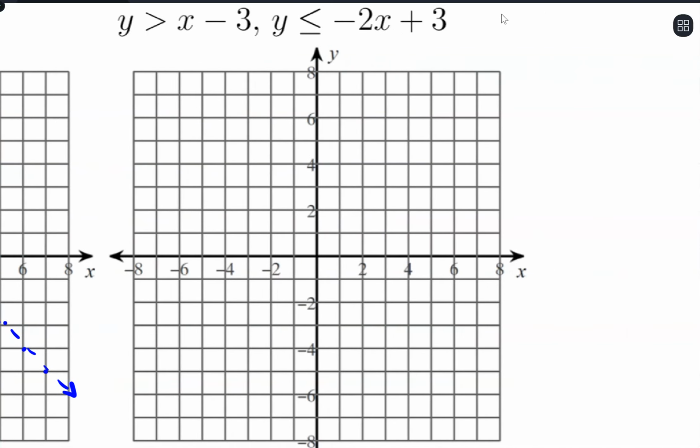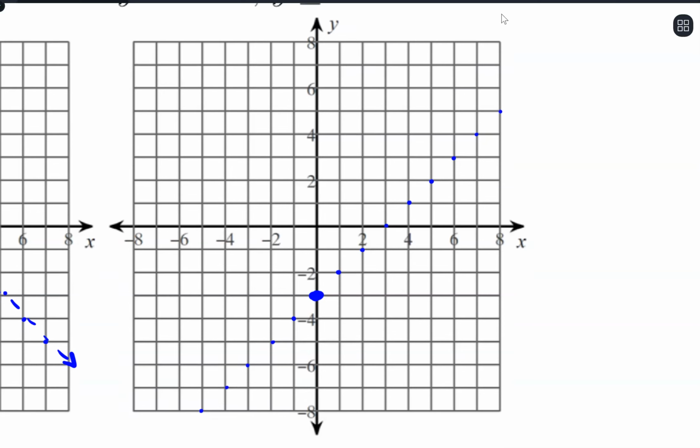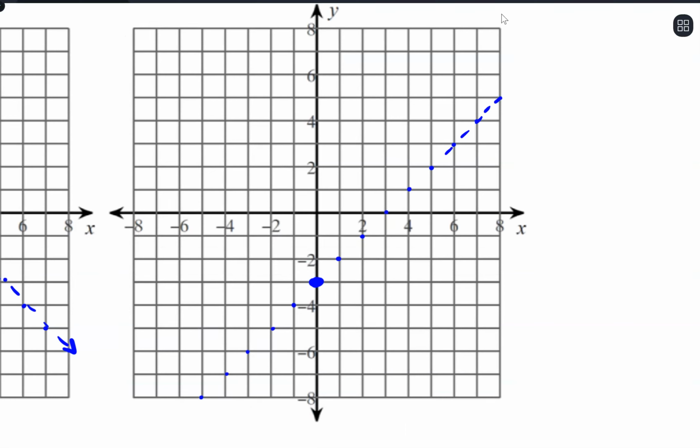All right, let's do this next one as well. So y is more than x minus 3. So we have a y-intercept at negative 3, a slope of positive 1. And since y is more than this line, without the equals, we want a dashed line.